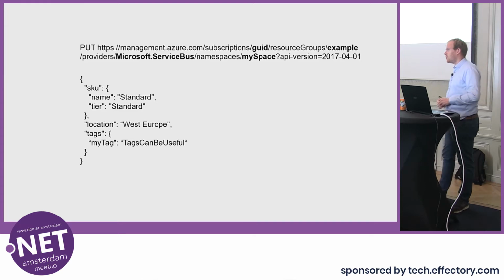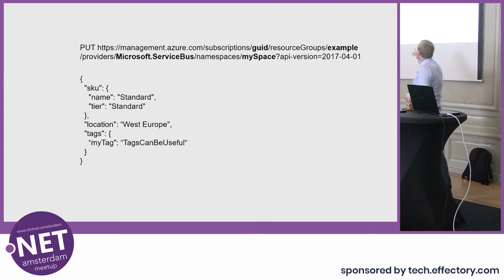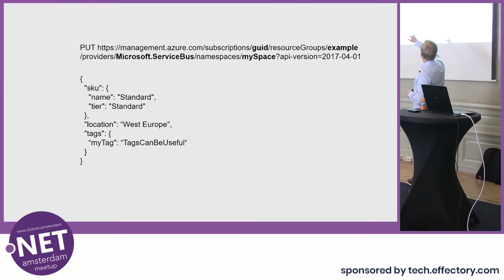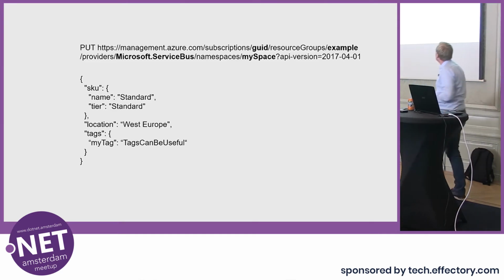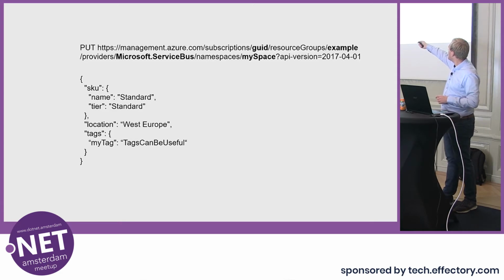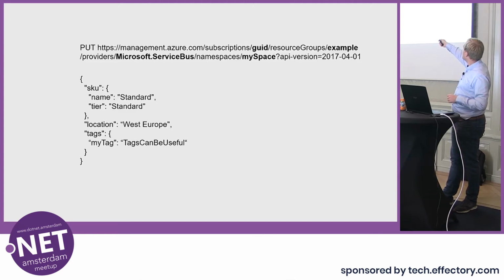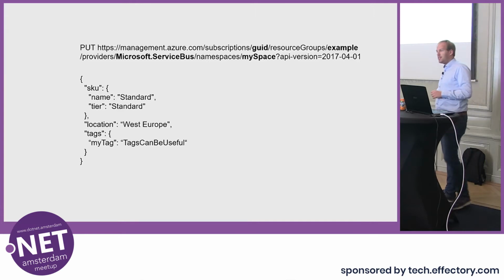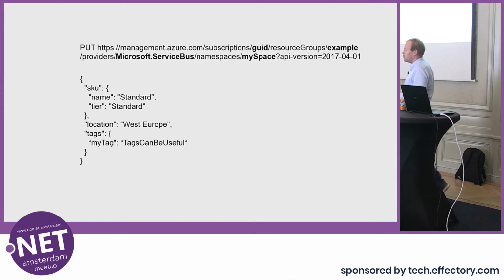We can create, for example, a PUT request to the location of a not yet existing resource. So here we see the same URL build up, in this case for a service bus. The first thing we see here is the name of a resource provider, which is called Microsoft.ServiceBus. From that resource provider, I'm going to use the namespace, and the name of the namespace is my space. And I'm just going to add a JSON document that I'm going to put to the URL.